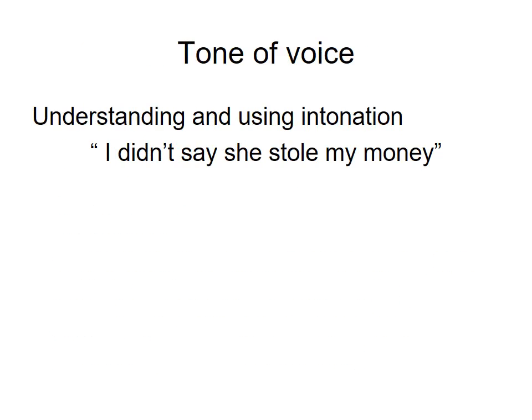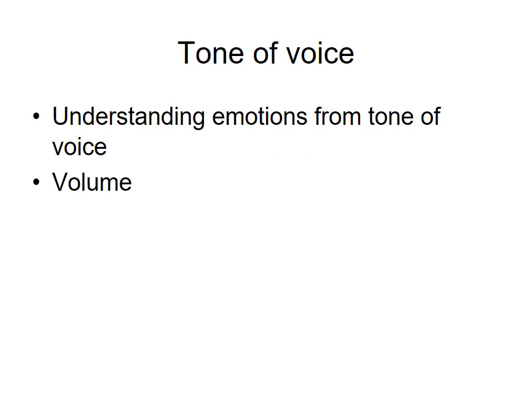Children with autism may not understand your intonation. That's the sing-song quality to your speech. If we stress different words in a sentence, the meaning is changed. For example, "I didn't say she stole my money," and "I didn't say she stole my money." Now try saying the sentence yourself, stressing a different word each time to change the meaning. We can express our emotions in our tone of voice.